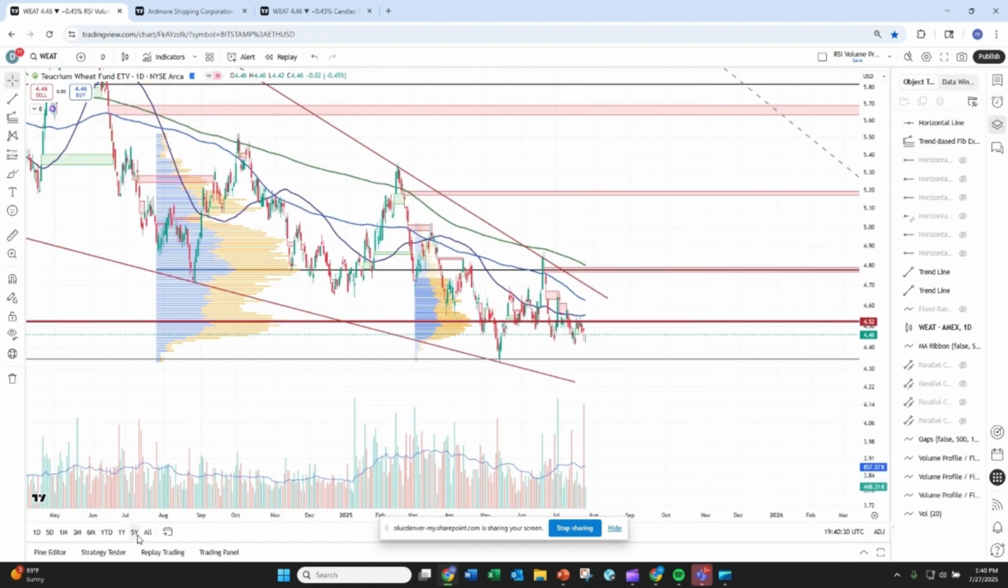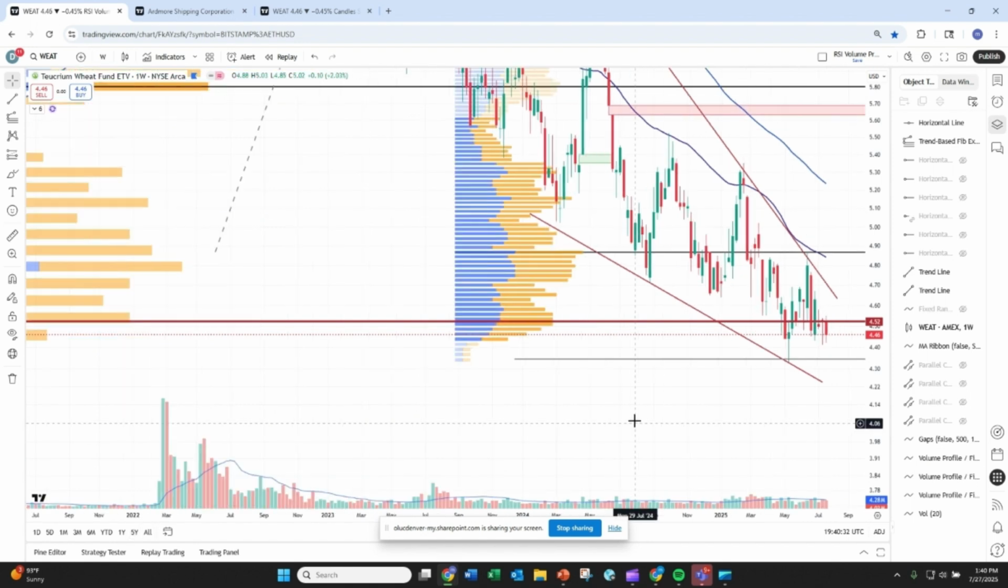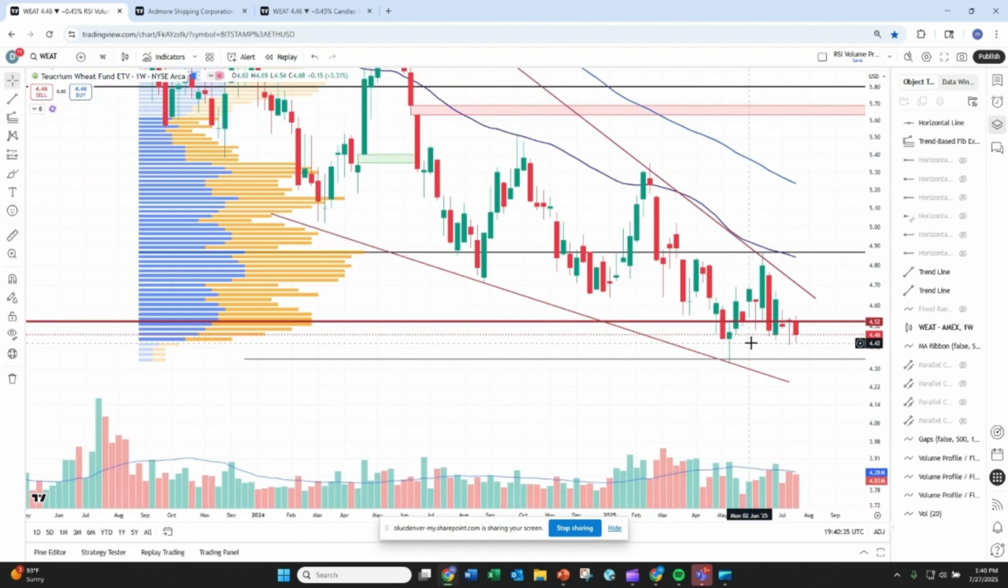Let's look at the weekly again. We're really, hopefully we're finding a higher low here. This is a pretty bearish candle, but I think this could come down here, but I think we're getting ready to break out. All right, well, that's wheat. I hope you like it, and I will talk to you later.